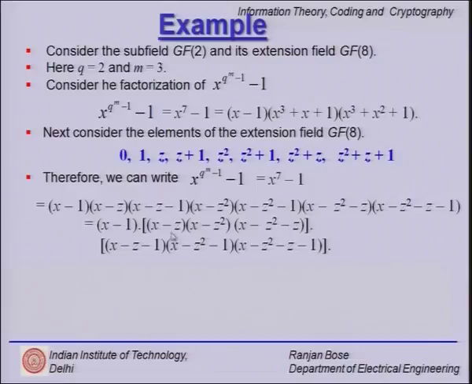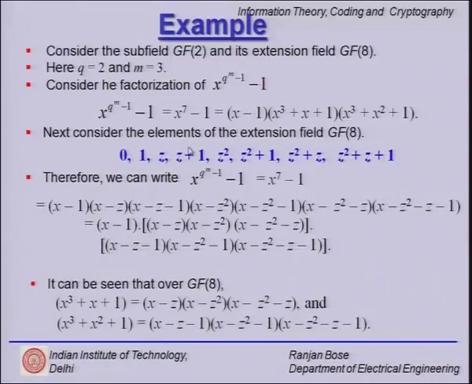So, whenever we have these non-zero elements, we can always write the factorization of x raised to the power 7 minus 1 as x minus beta 1 times x minus beta 2 times x minus beta 3 and so on and so forth up to x minus beta 7. So, this is exactly what is written. If you see, there are 1, 2, 3, 4, 5, 6, 7 non-zero elements, right? And then you can expand it out and you can see clearly that x cubed plus x plus 1 is the product of some of these elements and x cubed plus x square plus 1 is the other 3 of these elements, right.